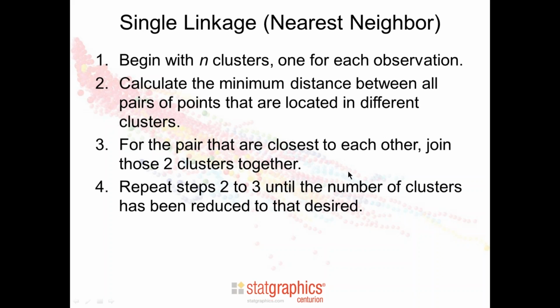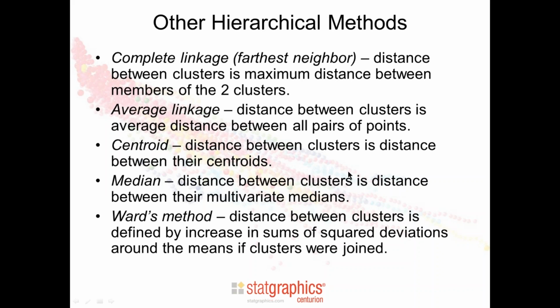Now, it is a hierarchical clustering method, and there are a number of others. There's a complete linkage method, an average linkage method, centroid method, median method, Ward's method. The only real difference between the nearest neighbor method and these other methods is how they calculate the distance between 2 clusters. For example, in the nearest neighbor method, you find the pair of points in different clusters that are closest together, and you call that the distance between the clusters.